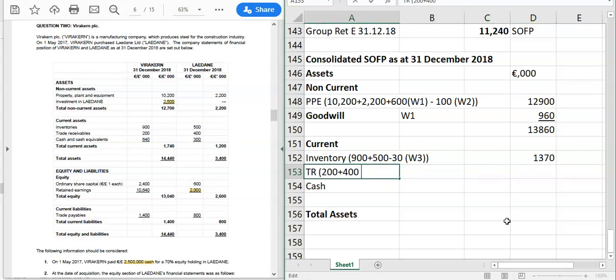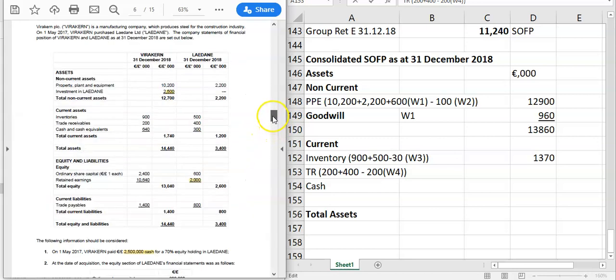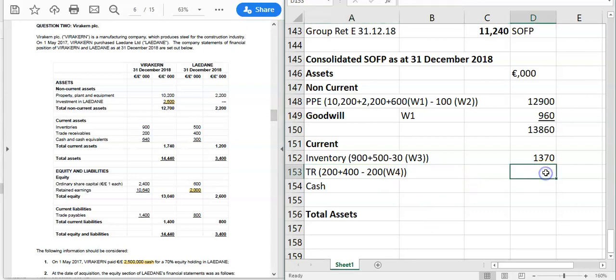200 plus 400 minus 200. And that is coming from working 4. That is the intercompany balance between the parent and subsidiary. See there, the 200 intercompany payable. So you reduce your payables, reduce your receivables. So that's just going to be left with 400.